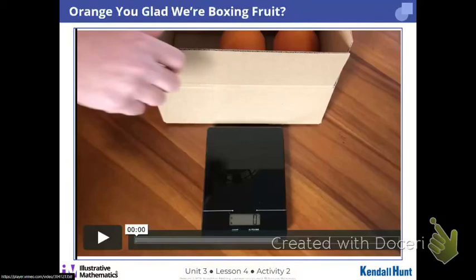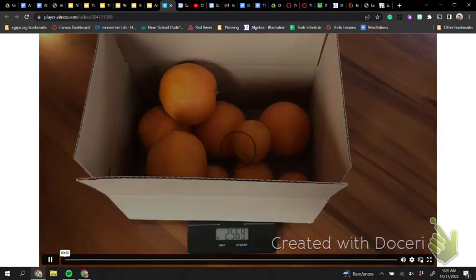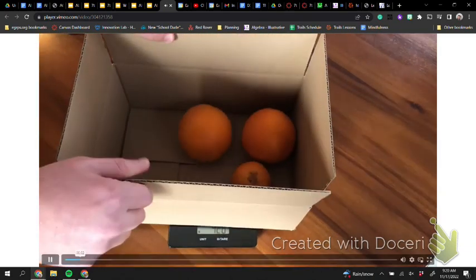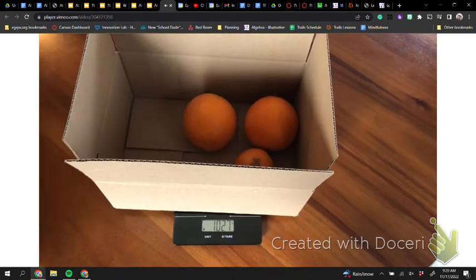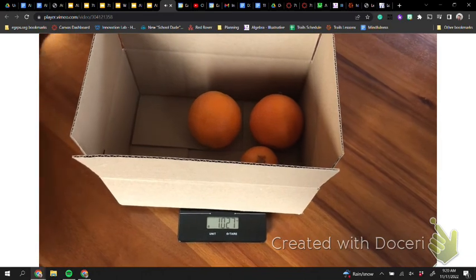So you're going to use your table to record the values of the weight in kilograms for each orange as it's going into this box. All right, each orange. So it's going to start with 3. It's starting with 3. Well, that's the weight of the box. Okay.